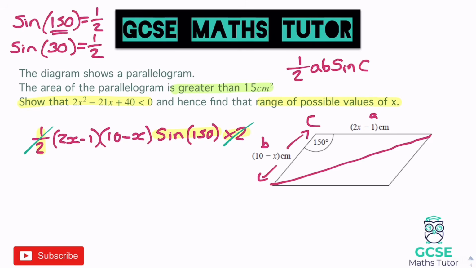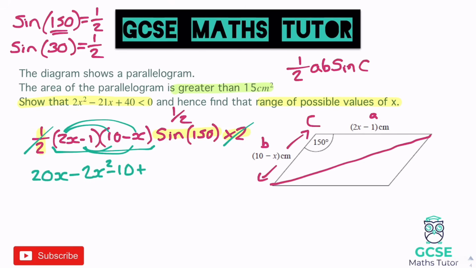So we're going to use the value of sine 150, which is 1/2. There we go. So let's just expand this double bracket. Done a lot of simplification there before we've actually done any sort of expanding. All we've done is sub it in and get rid of a few bits now. So let's start by expanding this. So 2x times 10 gives us 20x. We've got 2x times the minus x, which is minus 2x squared. Then we've got the negative 1 times 10, which is negative 10. And negative 1 times the negative x, which is plus x.